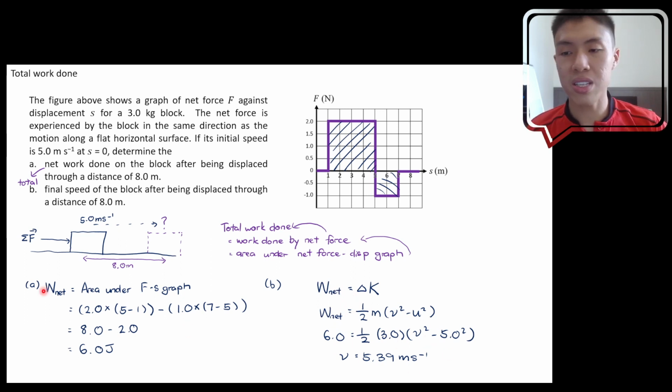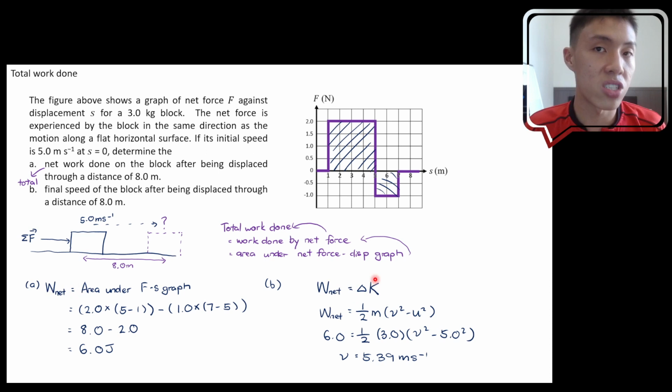If this is work done by gravity, or if this is work done by friction, let's say, then you cannot equate it with the change of kinetic energy because that is not the total work done. You have to prove that it's total work done, only then can you equate it with the change in kinetic energy.